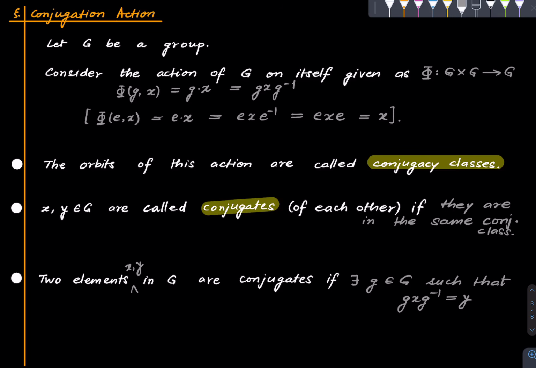So far nothing very interesting has happened. We just saw a nice example of an action of a group on itself, and we defined these notions of conjugacy class and conjugates.